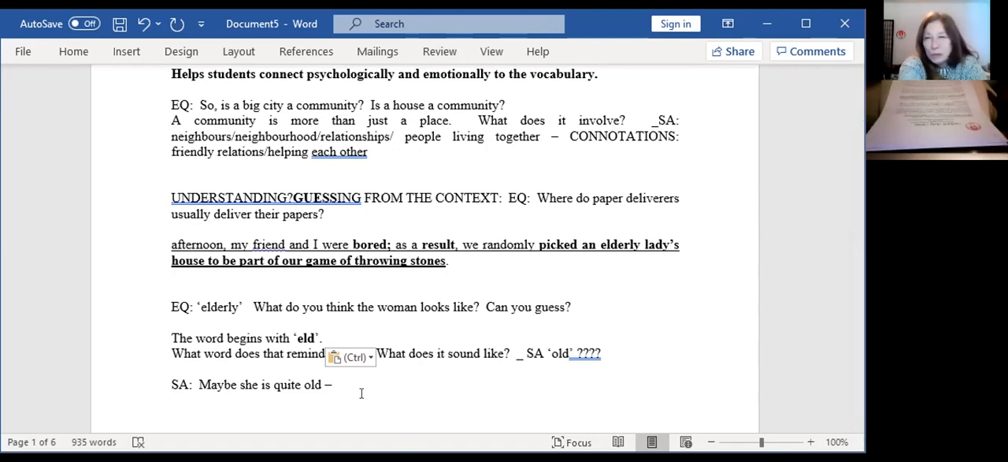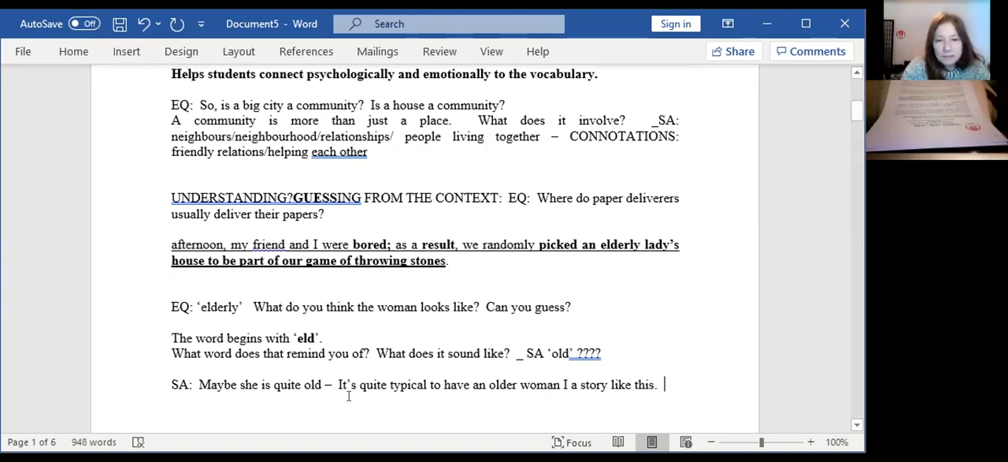Later, we don't know, do we, how old she is? We don't know, but maybe this is typical. It's quite typical to have an older woman in a story like this. Don't you think? Yeah. It's quite typical. So it's kind of part of the genre. It's a question of genre, maybe.